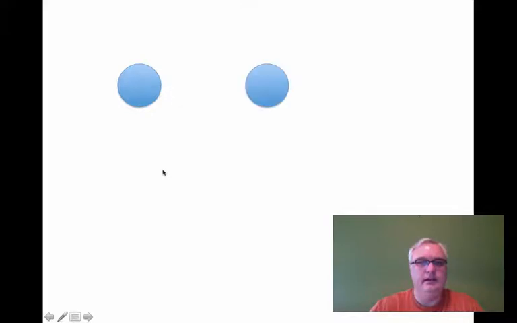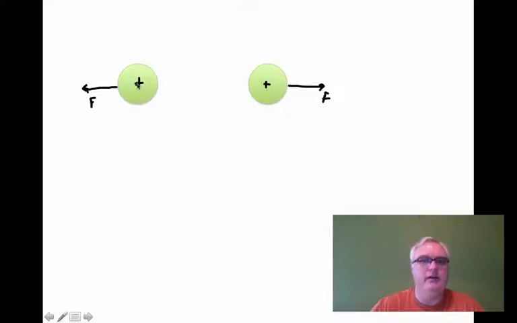And if they're two of the same charges, in this case both positive, these two charges will both repel each other. Okay, so opposites attract, like charges repel each other. And it's the same if they're both negative charges.